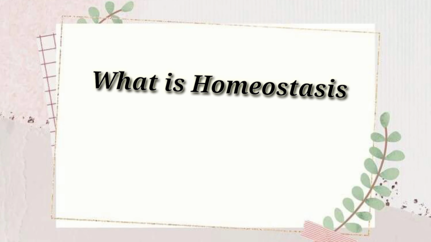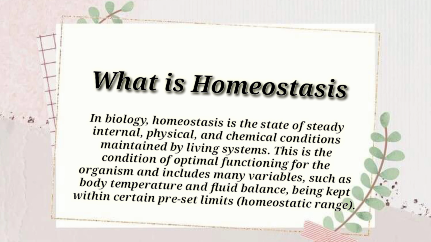What is homeostasis? In biology, homeostasis is the state of steady internal, physical, and chemical conditions maintained by living systems. This is the condition of optimal functioning for the organism and includes many variables such as body temperature and fluid balance being kept within certain preset limits or homeostatic range.